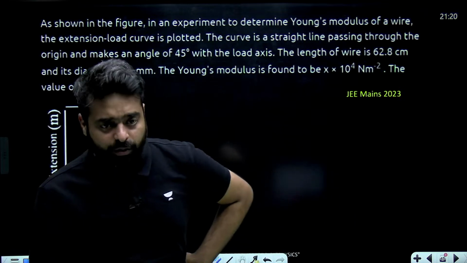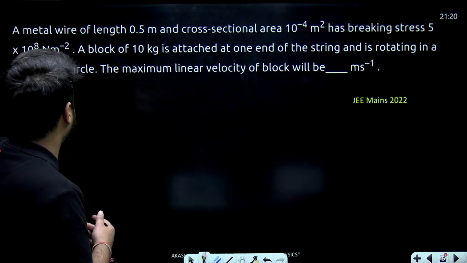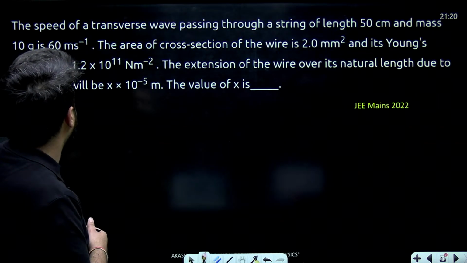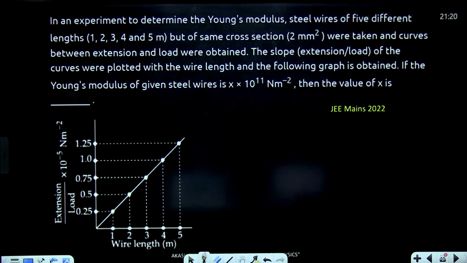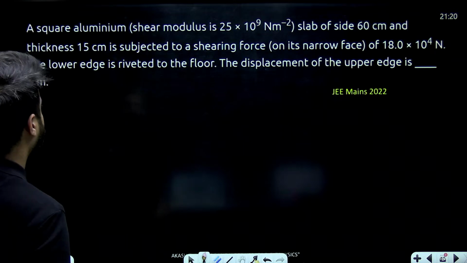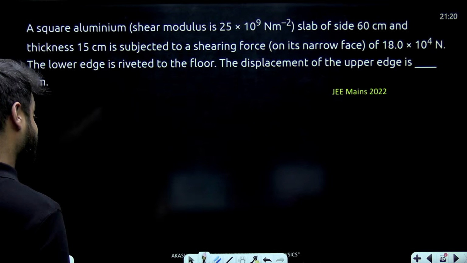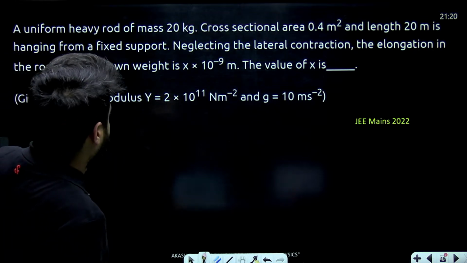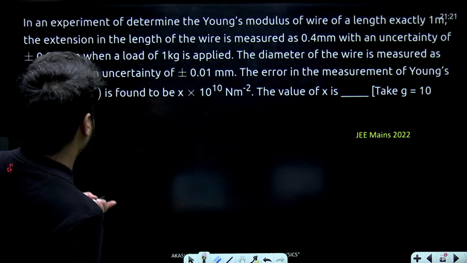Now we can go to the next problem. I'll show you the graph first, then we'll solve this problem. I want to show you some numerical problems with respect to shear. Yes, this is a very good problem, I'm going to solve it, don't worry. A heavy rod of 20 kg, fixed support, neglecting the lateral contraction, find the elongation in the rod due to its own weight, something like a weight problem.